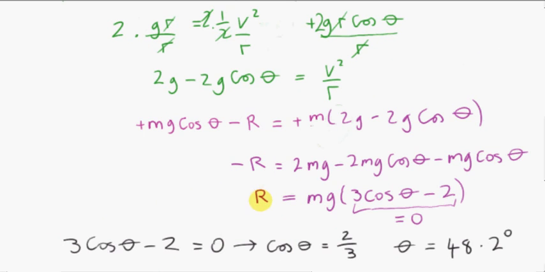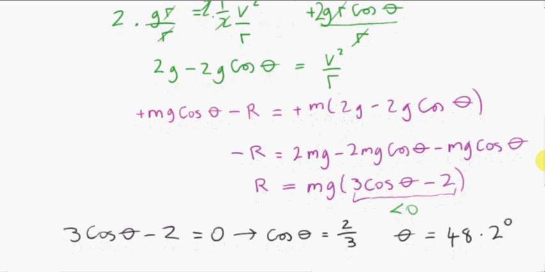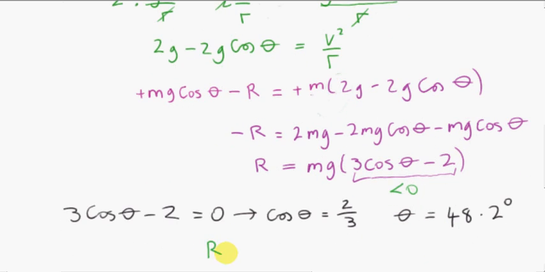Okay, so we see that r can go to 0. Can r become negative? Well, it can if what's inside the bracket here becomes less than 0. So that will happen when theta is greater than 48.2 degrees. So this could become less than 0. So that means that r will become negative. Now, does that make sense?